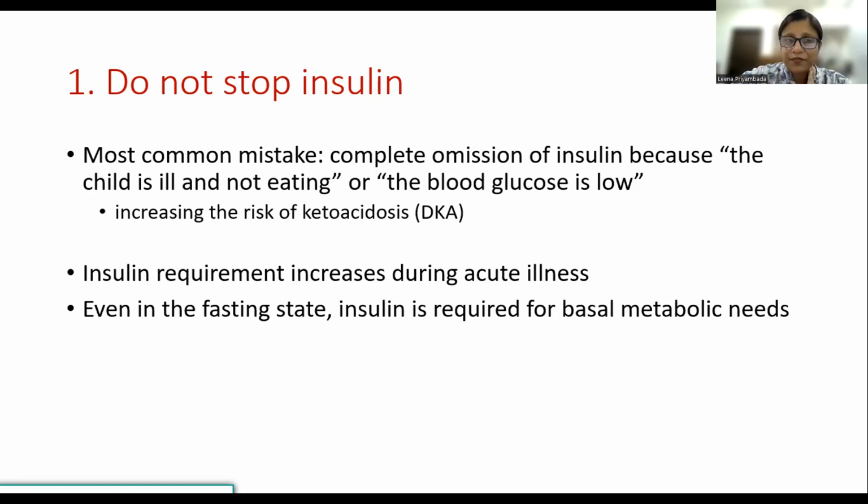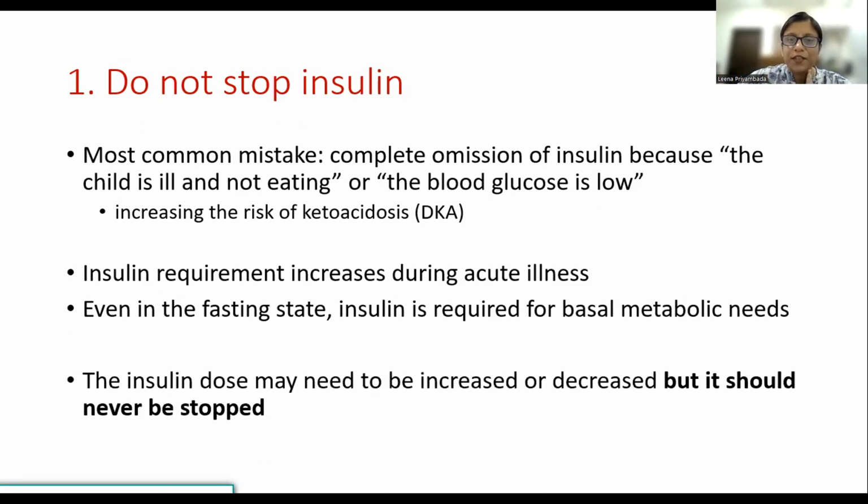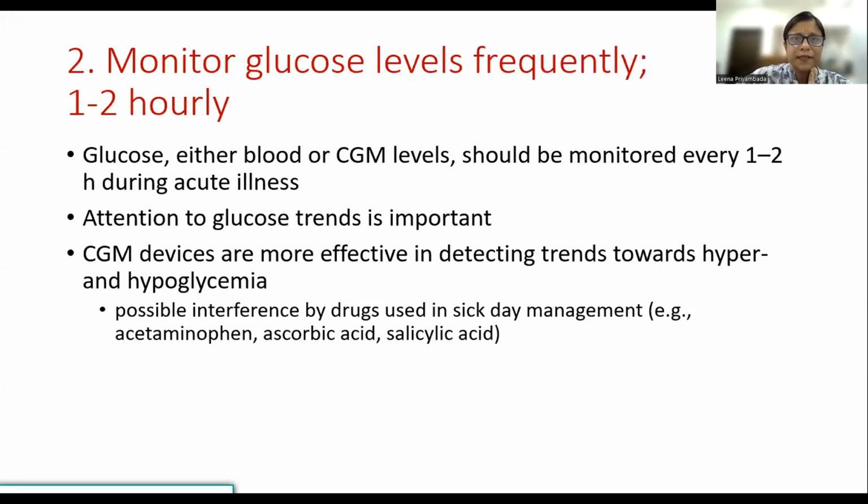Second thing is, as we have discussed, insulin requirement increases during acute illness. And even in the fasting state, when a child is not eating, insulin is required for basal metabolic activity, and that is the concept why we give a basal insulin every time. Then the insulin dose may need to be increased or decreased, but it should never be stopped. I'm sure most of the people here know that, but just to reiterate the fact. Second thing is, monitor glucose levels frequently. A very common question I saw is how frequently to monitor.